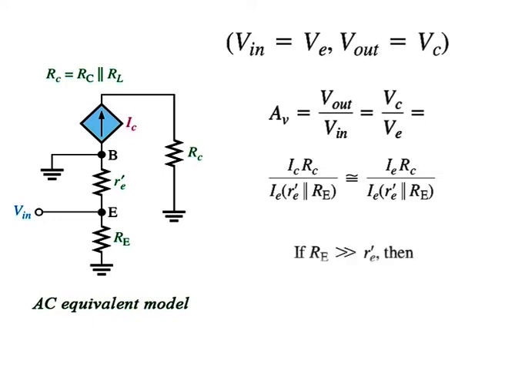If emitter resistance Re is much greater than the AC emitter resistance re, then Av is approximately equal to Rc over re, where Rc is equal to Rc parallel with RL. Notice that the gain expression is the same as for the common emitter amplifier. However, there is no phase inversion from emitter to collector.